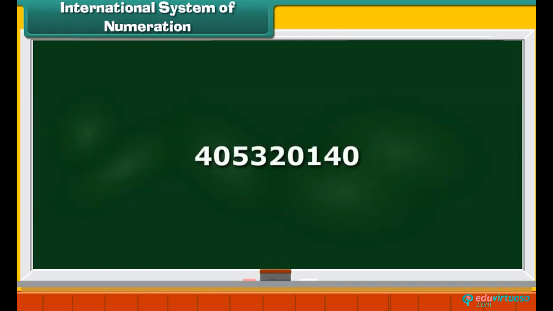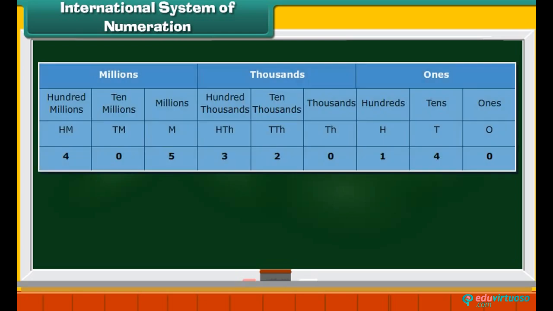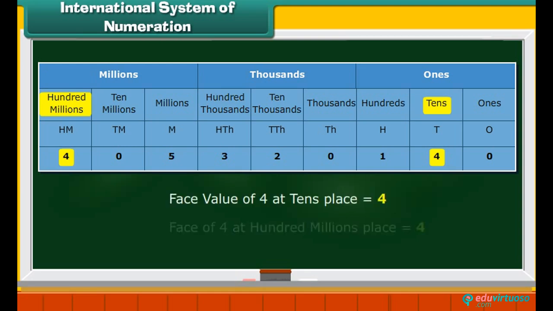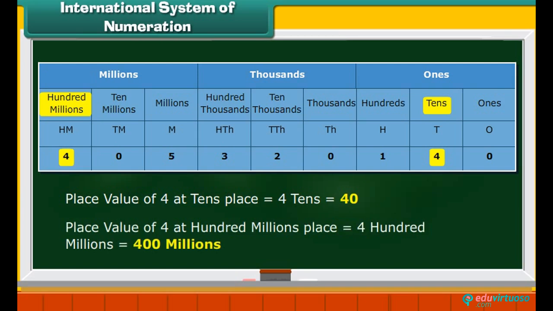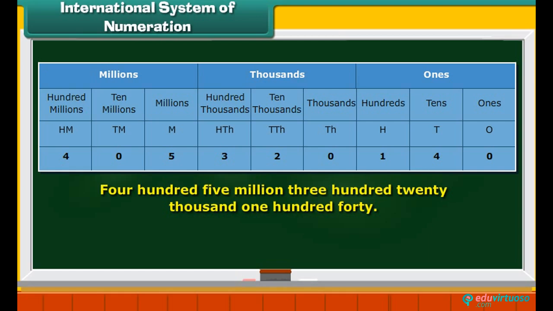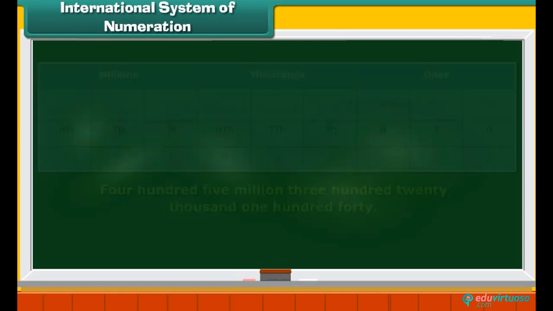Let us now read the numbers with the help of the International Place Value Chart. Consider the number 40532014 0. First, we arrange it in the place value chart. Digit 4 appears at two places, tens and 100 millions. The face value of digit 4 is 4 at both the places. But the place value of the 4 at the tens place is 4 tens, that is 40, and at the 100 millions place is 4 hundred millions, that is 400 millions. Now we read the number 405,320,140.